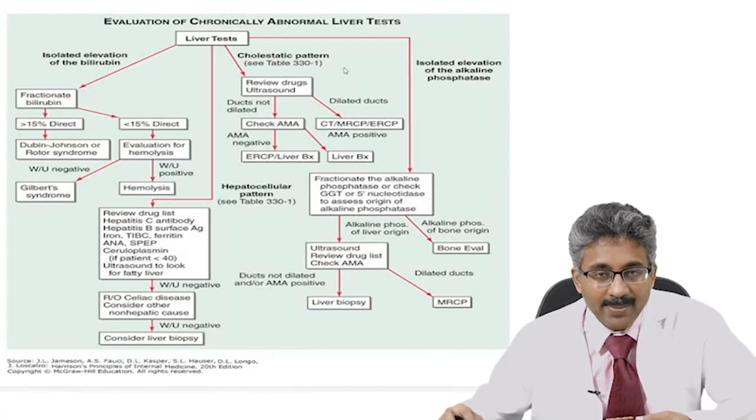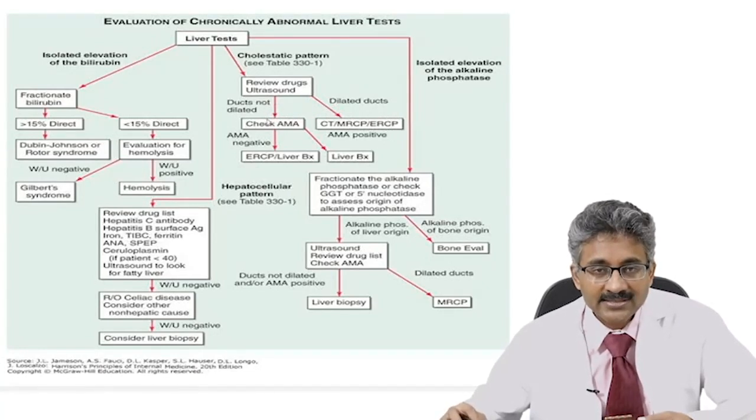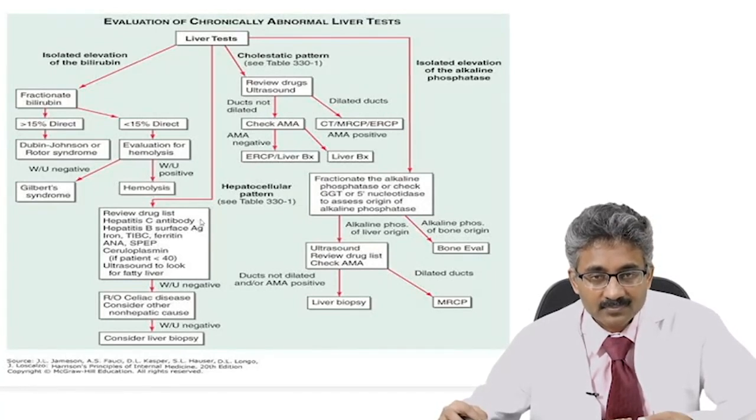And here, the cholestatic pattern: you will review the drugs and do the ultrasound, because alkaline phosphatase will be more than AST and ALT. If ducts are dilated, it is extrahepatic, do MRCP, ERCP, CT. If ducts are not dilated, then check AMA. If AMA is negative, then you do a liver biopsy; it is intrahepatic cholestasis. Here also all of this, the viral and drug etiologies, can produce intrahepatic cholestasis.